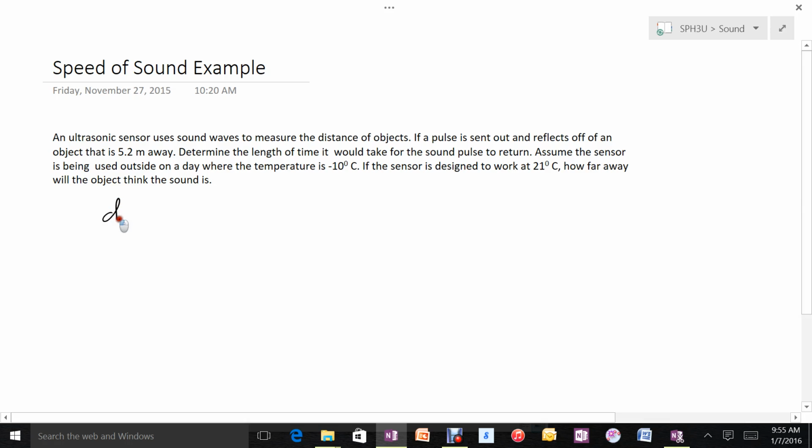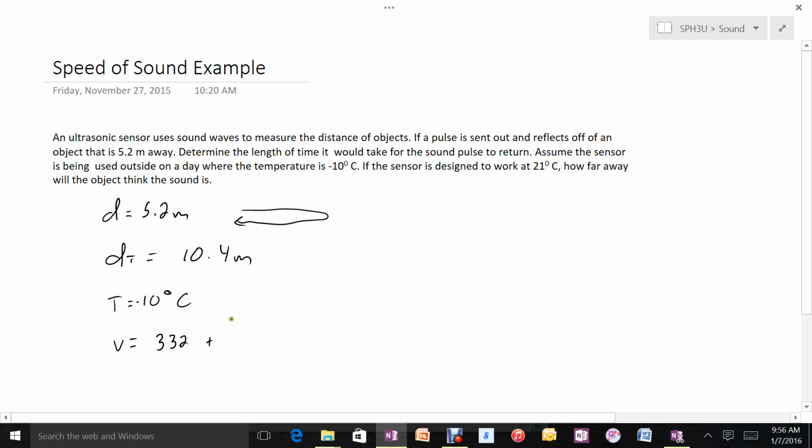So first things first, we're saying the object is 5.2 meters away, which means if we want the time for the pulse to go and come back, that means the pulse is going to have to go there and come back, which means the total distance it's going to have to travel is 10.4 meters. The temperature outside is negative 10 degrees. So let's use that to calculate the speed of sound. And in this case, that's going to work out to 326 meters per second.